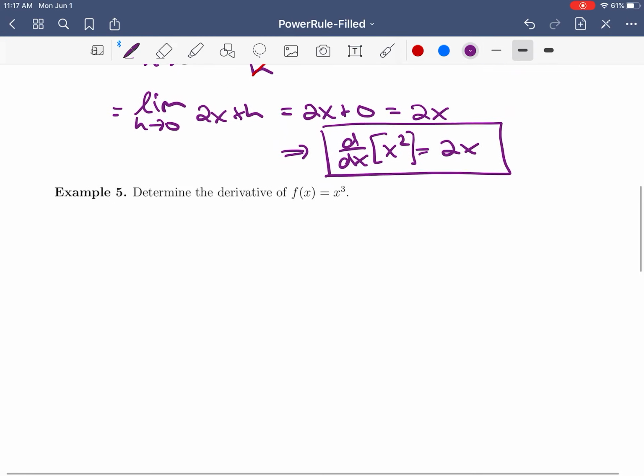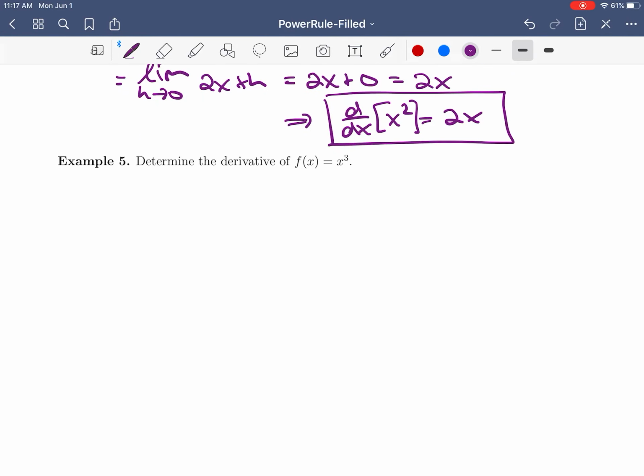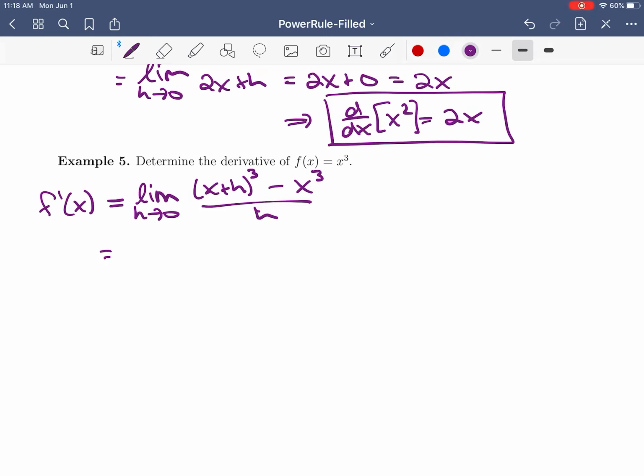Okay, one more of this type. What about x cubed? So f prime of x is going to be x plus h all cubed minus x cubed all, oh, I missed the limit. I should never do that. Let me just put the limit in there. It's the limit as h goes to 0 of what I just wrote, so x plus h cubed minus x cubed all over h.